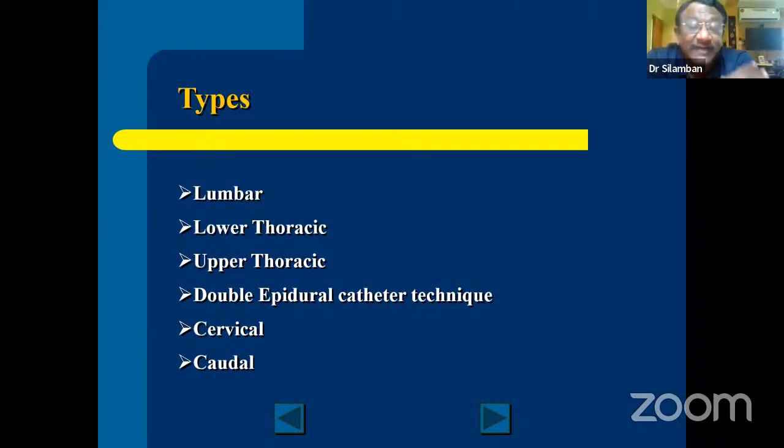So for convenience, and based on the type of the spines present in the body, let us divide the epidurals into lumbar, lower thoracic, upper thoracic, cervical, and caudal, because the technique of administration becomes different for each of these.